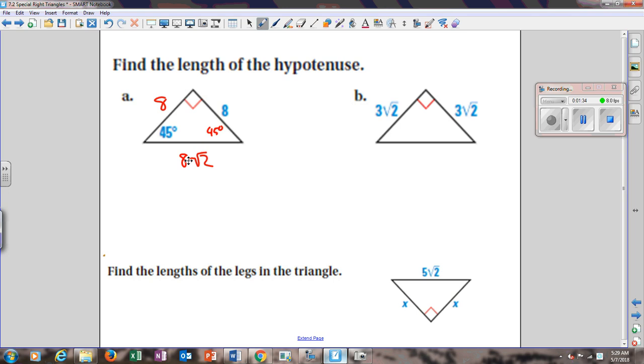This one B, we have a leg that's 3 root 2 and 3 root 2. This makes this isosceles, which means these angles have to be equal, which means they have to be both 45s. This is 45, 45, 90. Find the length of the hypotenuse. That would be 3 root 2 times root 2. Now, anytime you multiply roots, if they have the same base, you just get rid of the root. So if it's both 2, then you get rid of the root, and it's just 3 times 2, or 6.